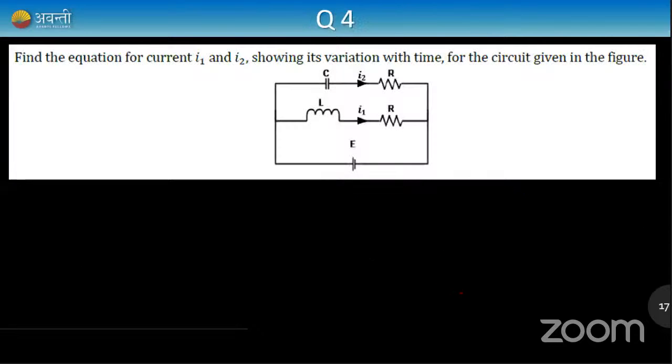Okay, so cool then. Cool. Clear. Okay, good.